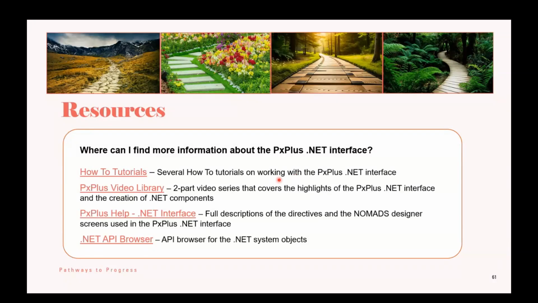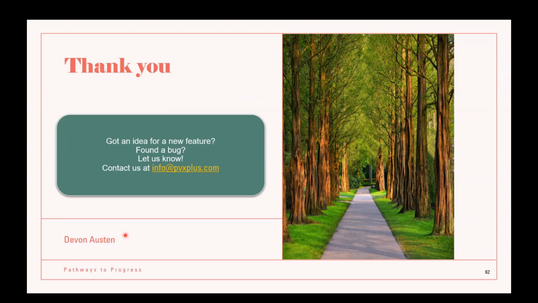I've also got a link here for the .NET API browser from Microsoft. This is a way to go through and look at all the different system objects that are defined by the system. So when we were doing the button object and the calendar object, those are all system objects, and you can find information about them, or what other objects there are, through the .NET API browser. So I'd like to thank you, everyone, for coming here and listening.